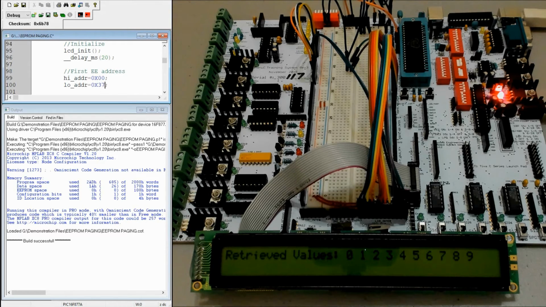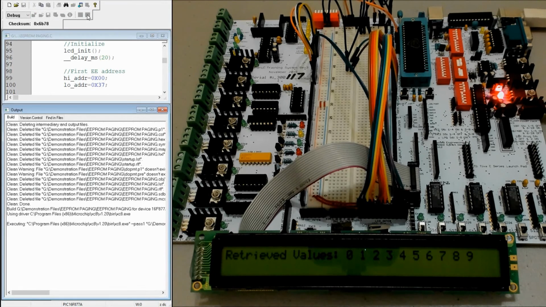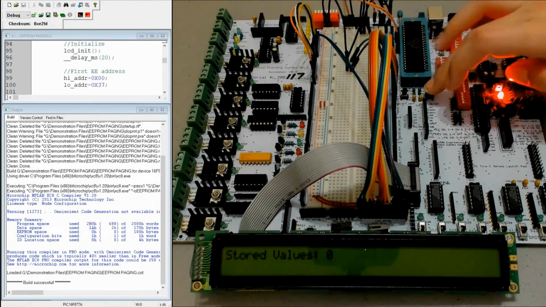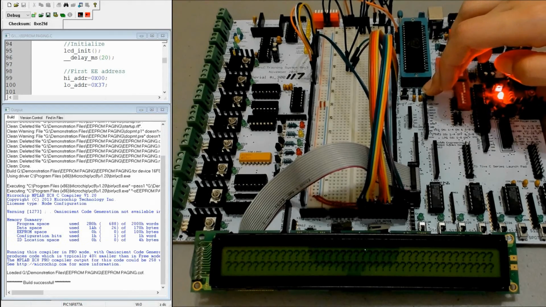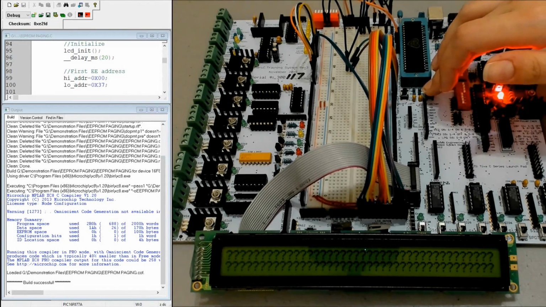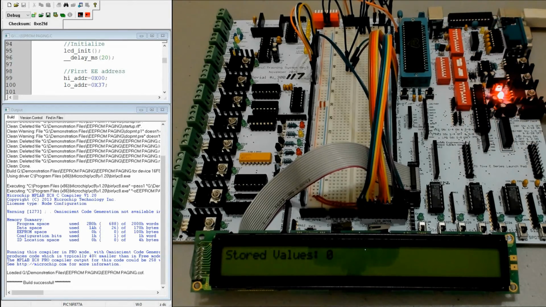For the second run, assuming a page size of decimal 64 or hex 40, I will write to hex 37 so that one character will be written to the start of page 1 as the write wraps across the page boundary. Here I'm holding reset while I rebuild the project and reprogram the PIC. I've only altered the start address for reading and writing so the same values are stored.